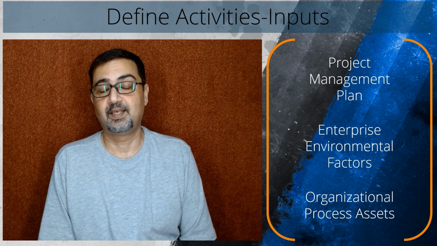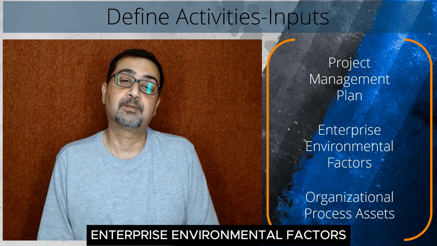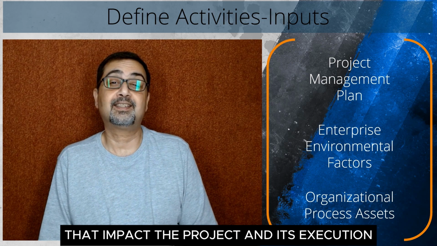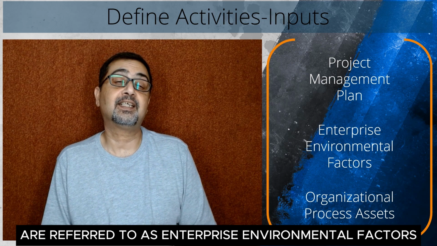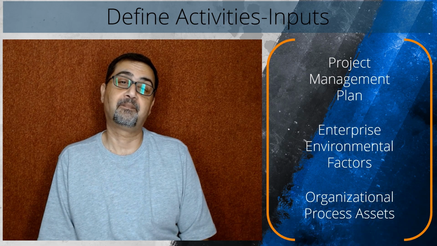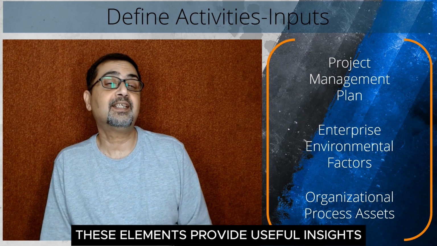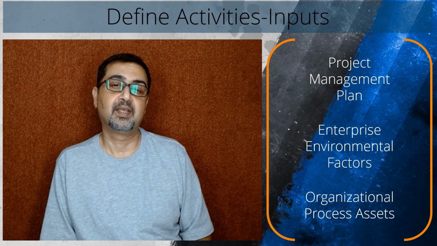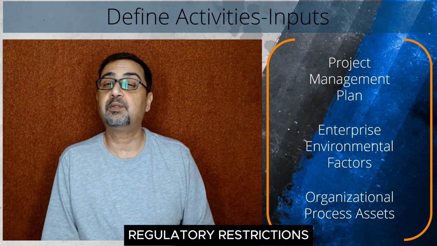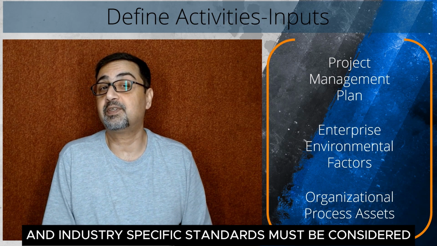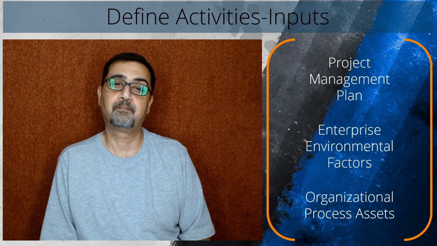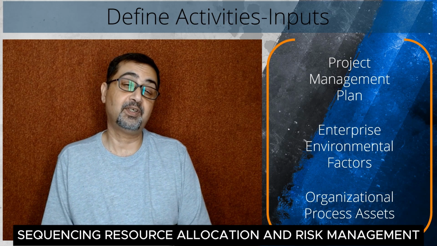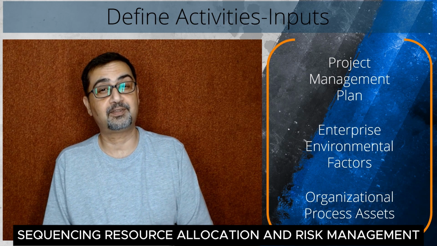Enterprise environmental factors. External factors that impact the project and its execution are referred to as enterprise environmental factors. These elements provide useful insights into the activity definition process at various stages. When identifying activities, regulatory restrictions and industry-specific standards must be considered. Compliance mandates have an influence on activity sequencing, resource allocation, and risk management.